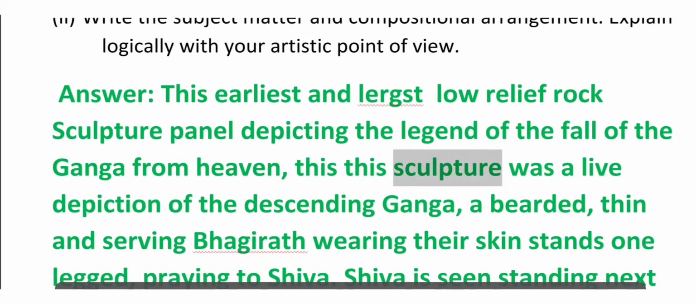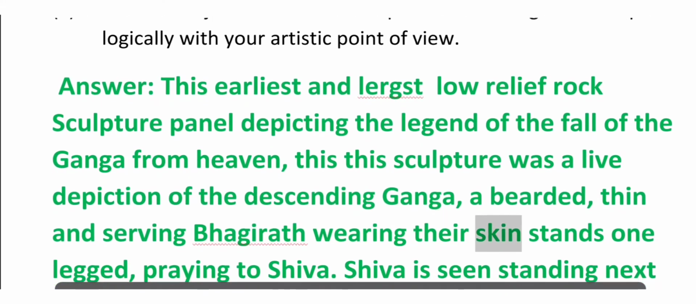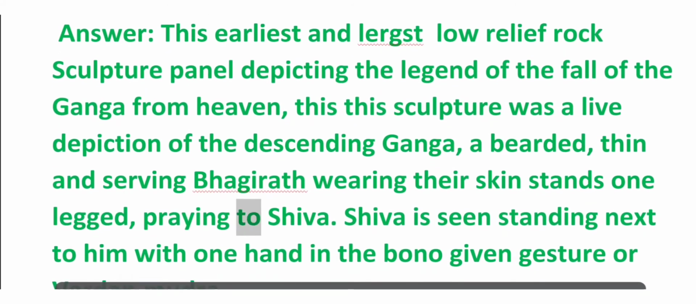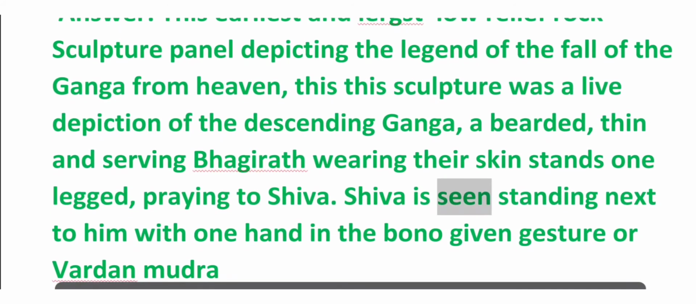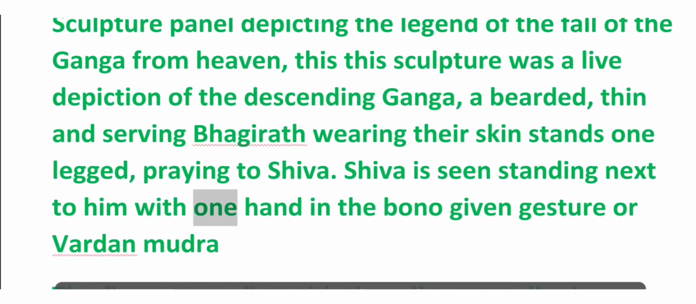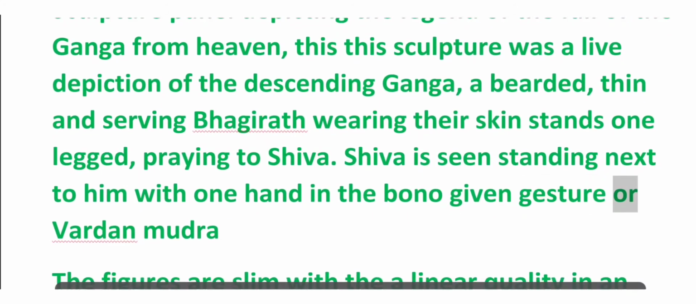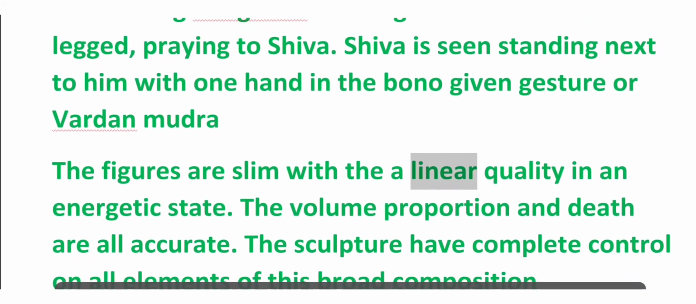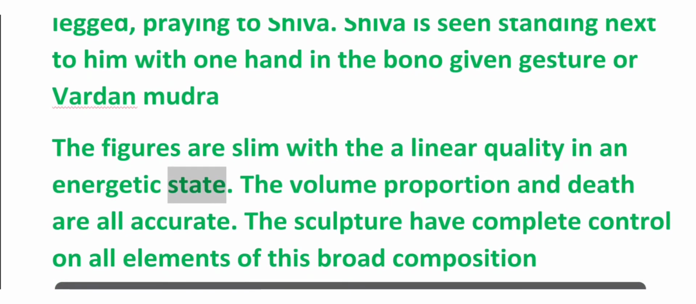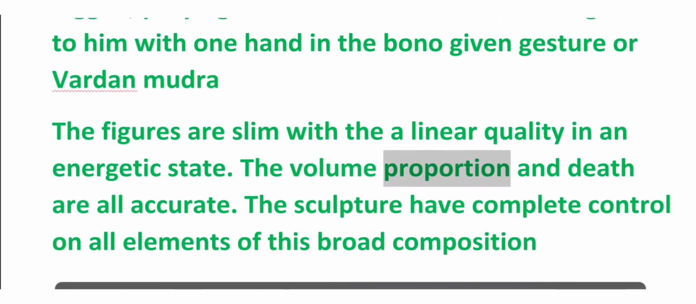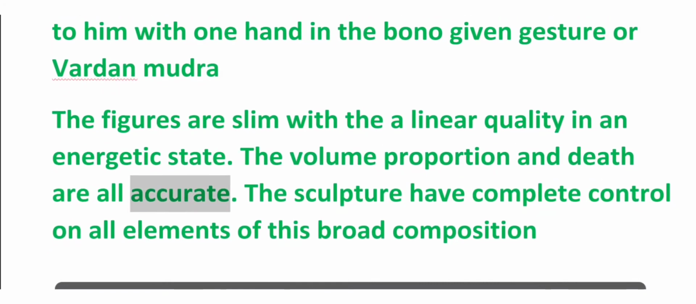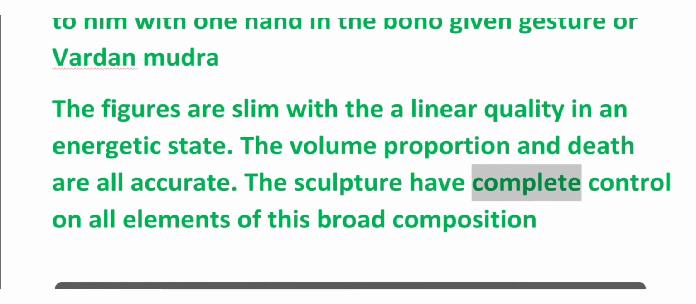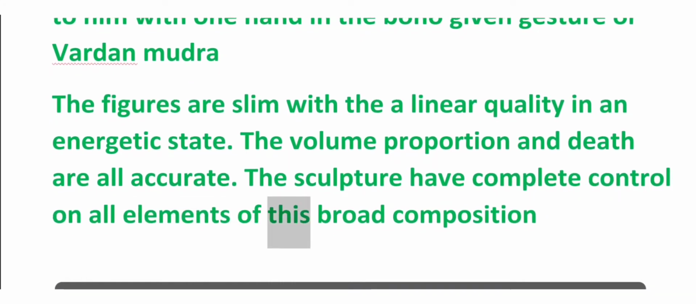This sculpture is a lively depiction of the descending Ganga. A bearded, thin and starving Bhagiratha wearing animal skin stands one-legged, praying to Shiva. Shiva is seen standing next to him with one hand in the boon-giving gesture, or Varada Mudra. The figures are slim with a linear quality in an energetic state. The volume, proportion and depth are all accurate. The sculptor has complete control over all elements of this broad composition.